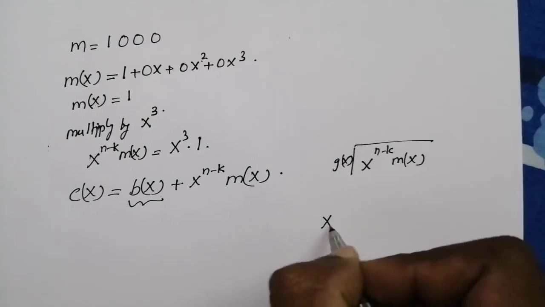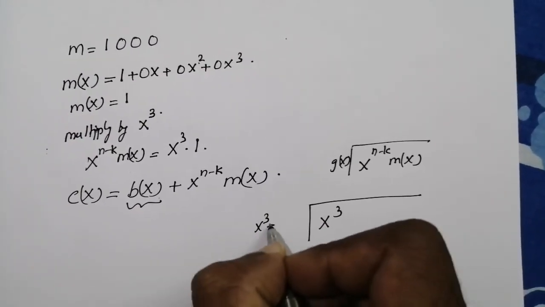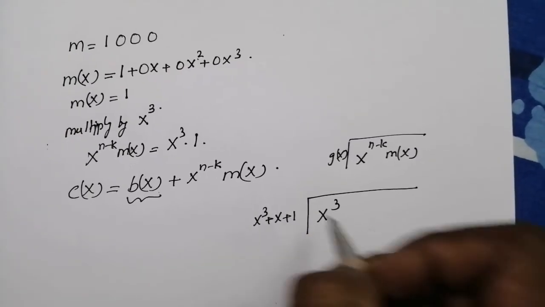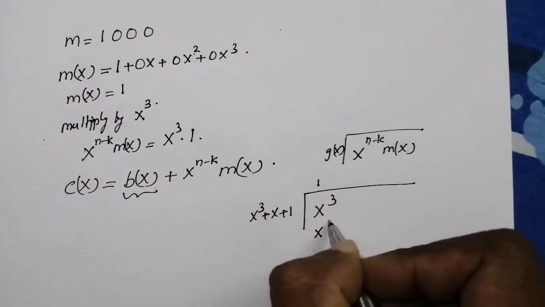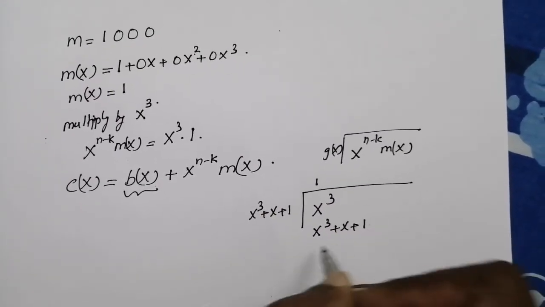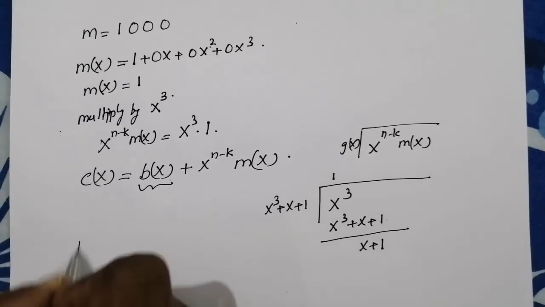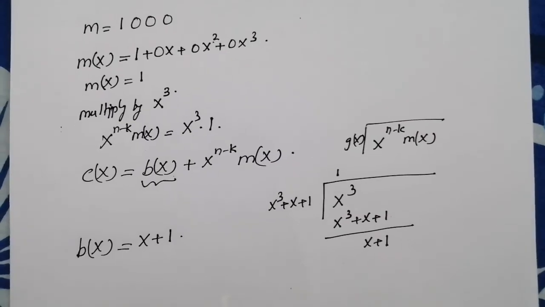So x cube is divided by x cube plus x plus 1. So how many times will it go? It will go only one time. So this will be x cube plus x plus 1. Now the remainder obtained will be x plus 1. So b of x equal to x plus 1.